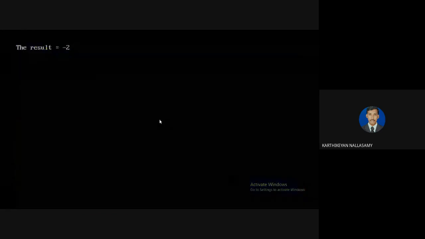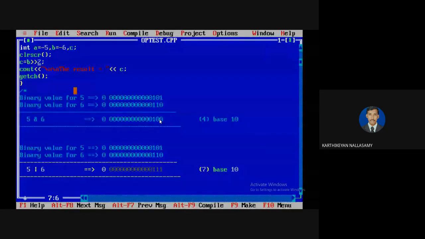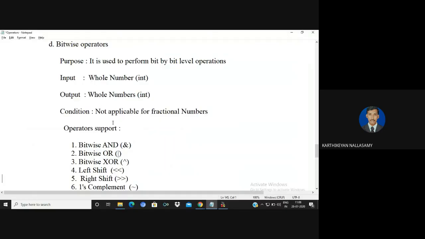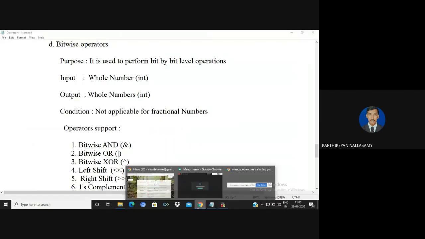So always try to understand: if you are doing a right shift operator, the value inserted at the left end is based on the sign. If it is a negative number, it will insert 1s, giving -2. But in case it is a positive number, it will insert 0. So this is the way the bitwise operators will work. Thank you.